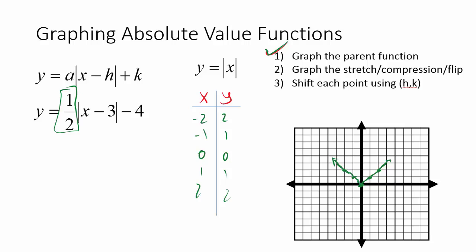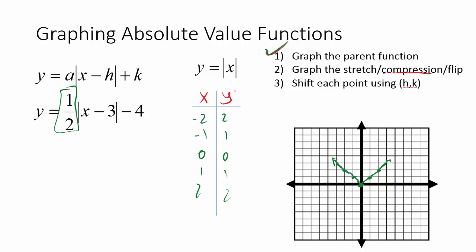Anytime you get a number that's less than 1, it's going to actually compress the graph, which is going to make it short and fat. So it's going to kind of widen it out. Imagine that there's something pressing down on this absolute value that's kind of crushing it against the x-axis. So let's go ahead and see what this looks like.